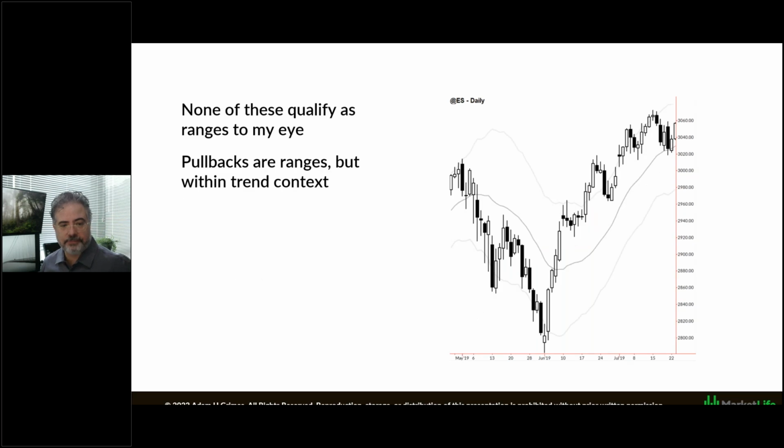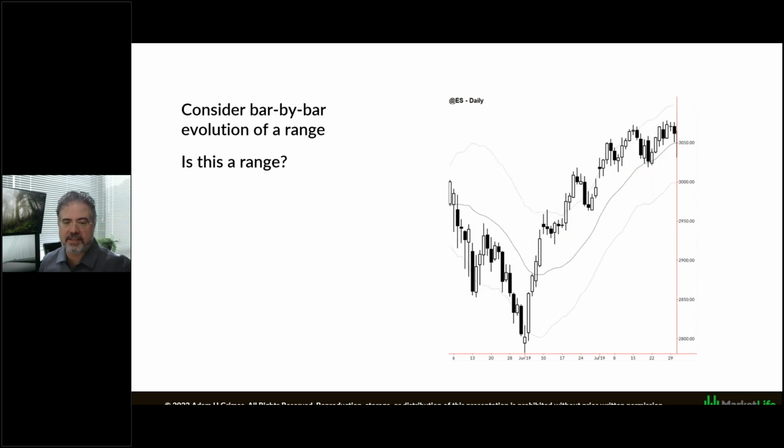Another chart here. None of these really are ranges. You could potentially maybe make a case, but all of these really look much more like flags than ranges. And maybe that is starting to look a little bit rangy. And let's actually ask that question. So is this a range?